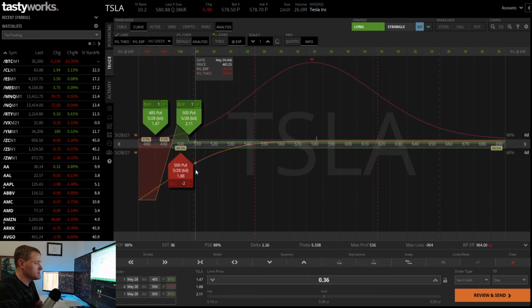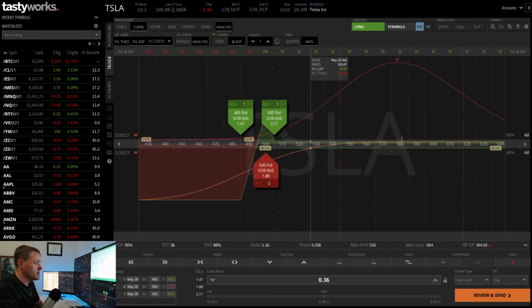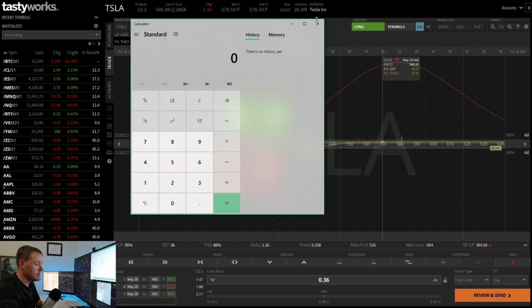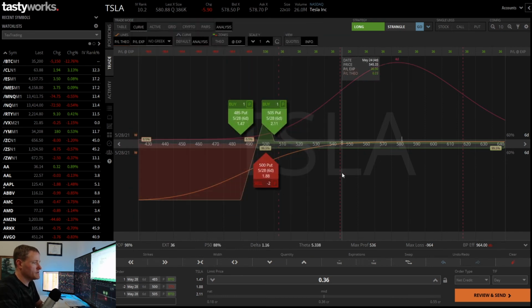So you want to structure this where the amount of credit you're bringing in is still worth it. Like if you're wrong on the trade, it's still worth the amount of capital that you're putting out here. You can see our max loss is $964, and we're looking at a $36 profit at least on the trade. So 36 divided by 964, you're still looking at a 3.7% return on your capital over 6 days.